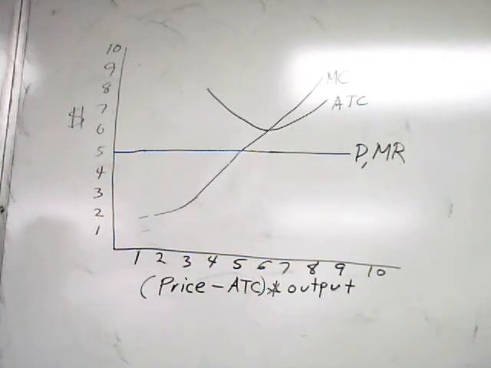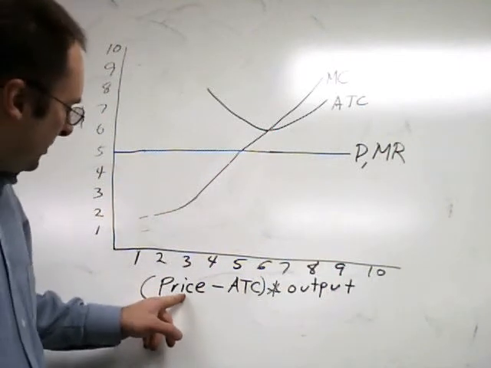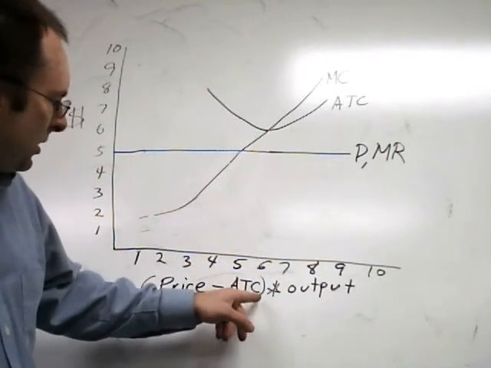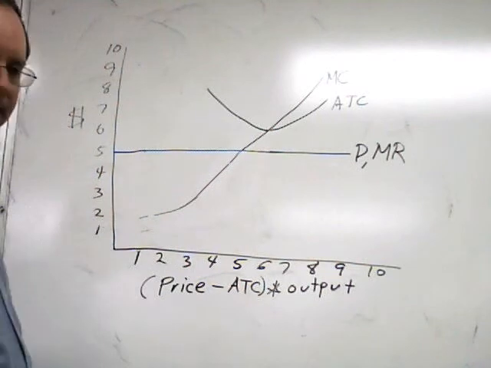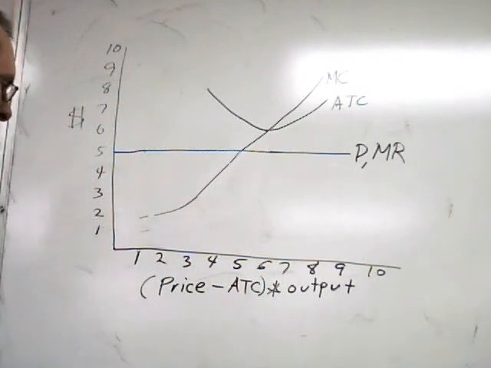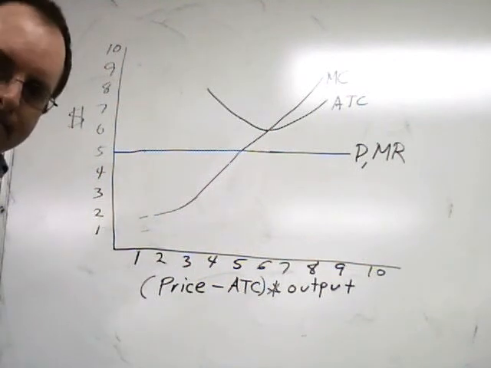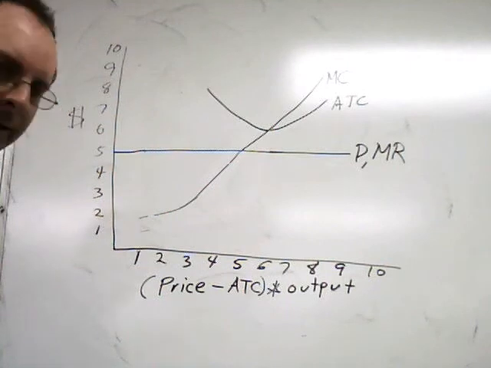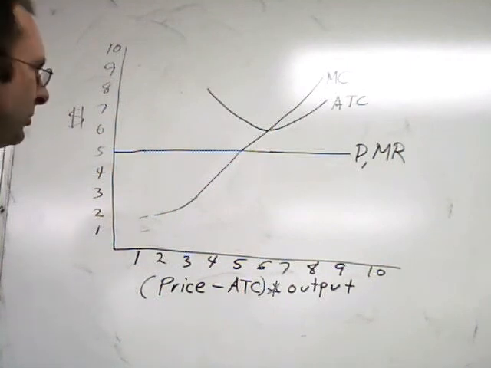We can determine the amount of their profit or loss by looking at the graph also. We can do that by using this formula: price minus average total cost times output. And we know what output they're going to operate at because they're going to operate at the output where marginal cost is equal to marginal revenue.